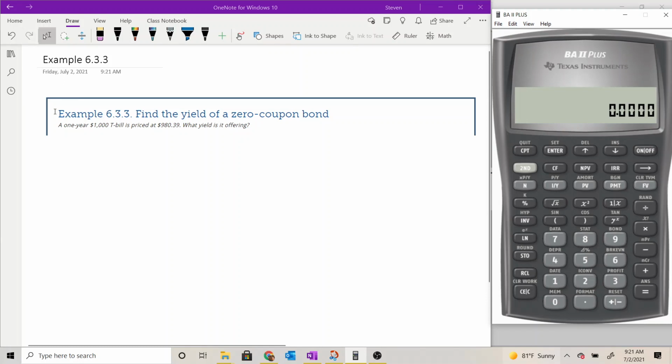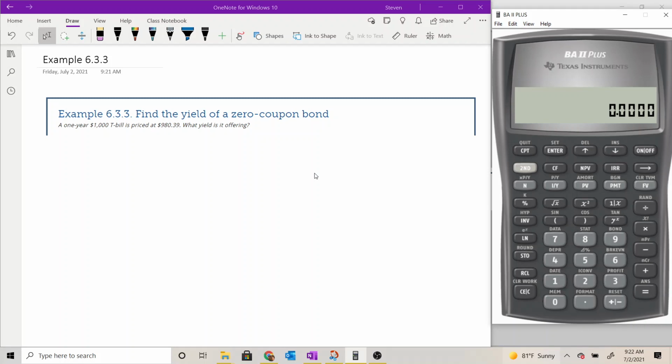Example 6.3.3. Setup for this one's pretty short. It says a 1-year $1,000 T-bill is priced at $980.39. What yield is it offering? All right, well, if you've watched the two earlier Chapter 6 examples, you probably already know what the answer is. And I chose to use the same cash flows in these examples just so we could see the relationship between these things, between the different aspects of the bond.